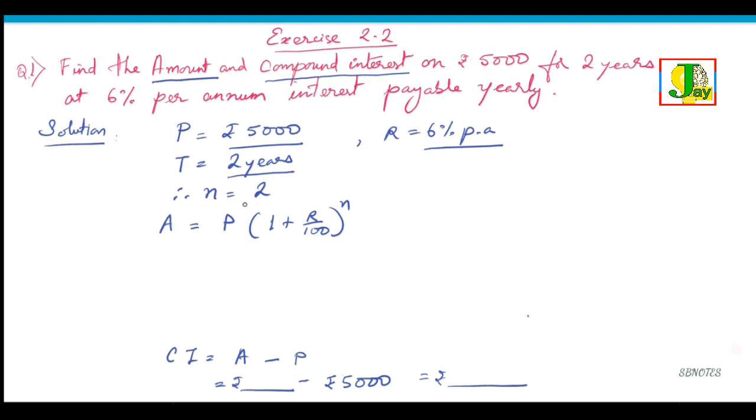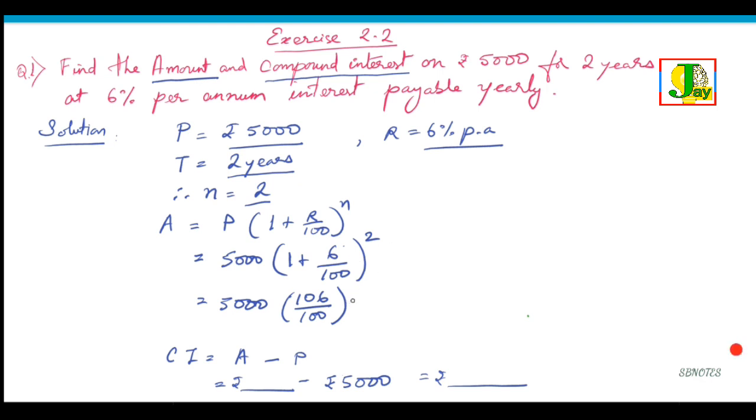2 conversion periods. Now we can use the direct formula, A equals P into 1 plus r by 100 whole power n. Now just put all the values. P is 5,000, into 1 plus 6 by 100 whole power 2. So you have 5,000 into 106 by 100, power 2.